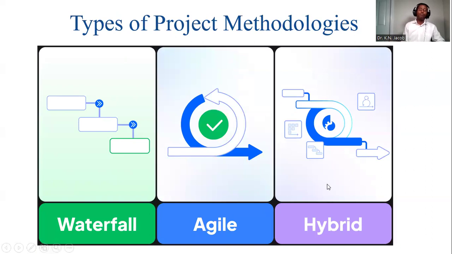Now, types of project methodologies. There are primarily 3 types of project methodologies: Waterfall, Agile, and Hybrid. Let's examine each of them.